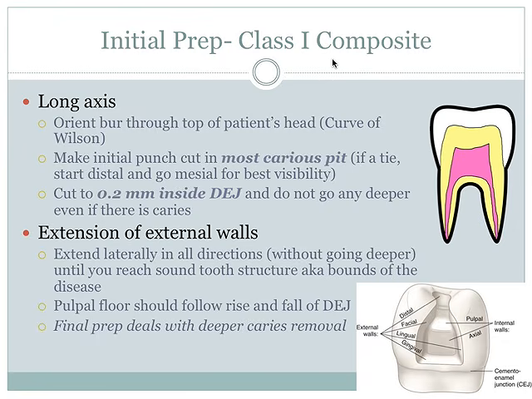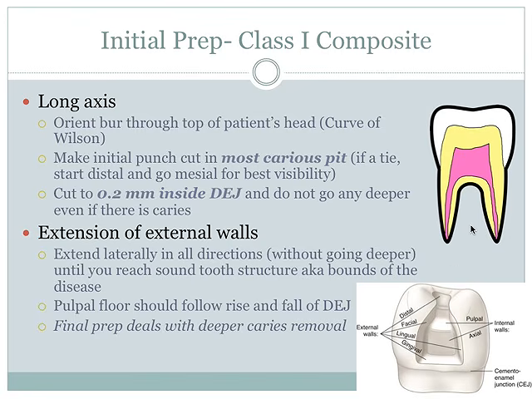So, the initial prep for a Class 1 composite. The first thing to do is to establish your long axis. This is orienting the burr through basically the top of the patient's head along a parallel line with the long axis of the tooth from root to crown.